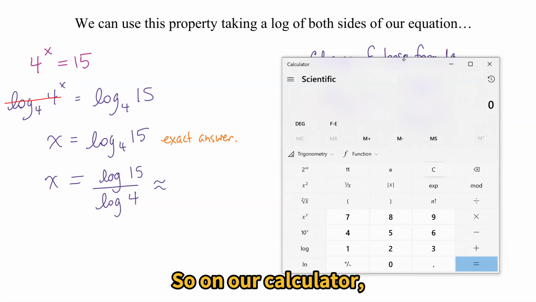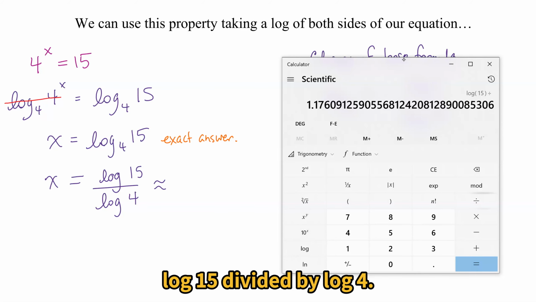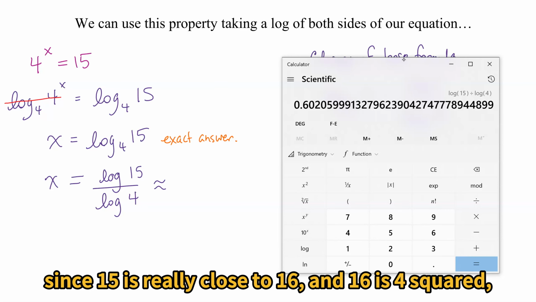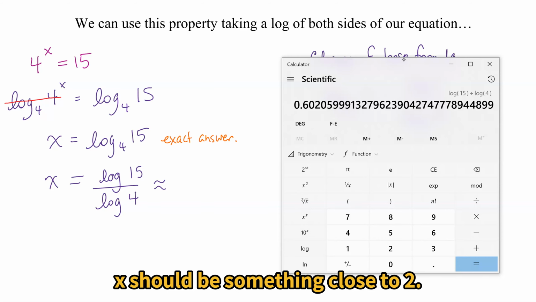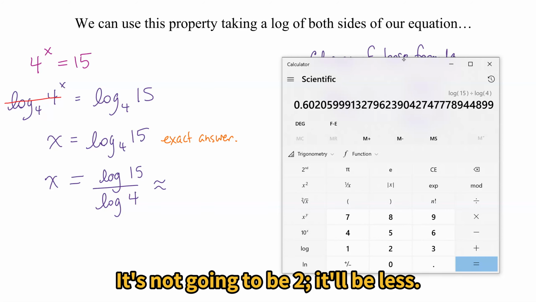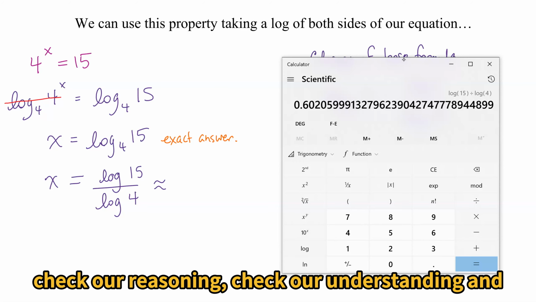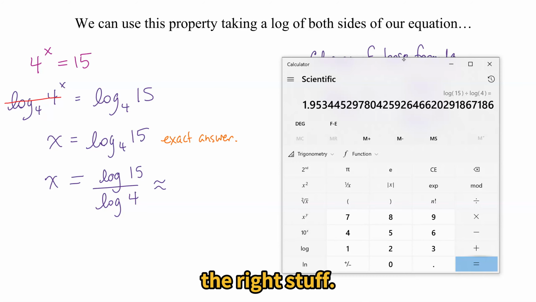So on our calculator, log 15 divided by log 4. And before I hit equals, I do want to point out, since 15 is really close to 16, and 16 is 4 squared, x should be something close to 2. It's not going to be 2, it'll be less, but it should be close. This is a good way to estimate our answer and check our reasoning, check our understanding, and check our calculator, make sure that we put in the right stuff.